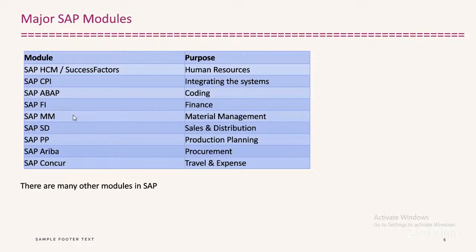So now we have ABAP for coding, FI for finance, material management. Like this, we have many modules in SAP. These are the main modules, I would say. Not only these, there are many other modules in SAP.